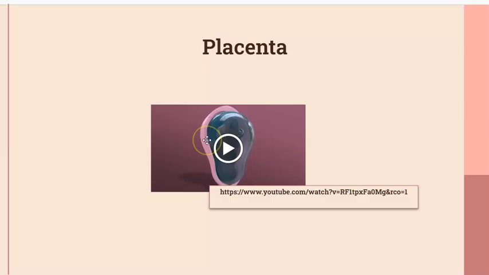This is a great depiction of the placenta, the amniotic sac, the umbilical cord, and how everything is sort of laid together. It helps to really visualize it in a 3D model. I would check it out.